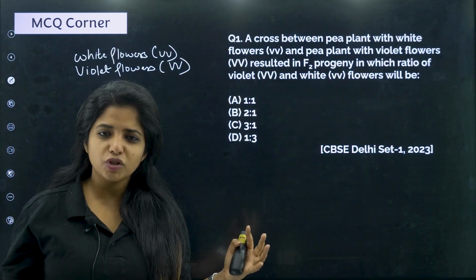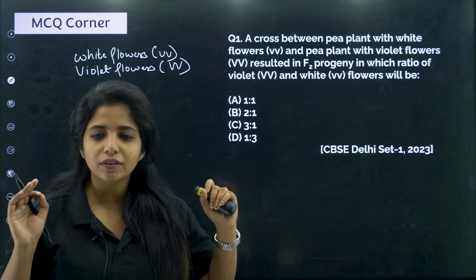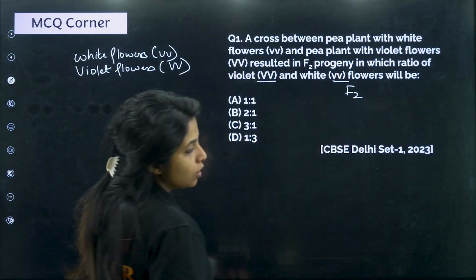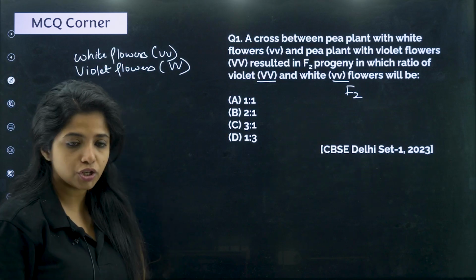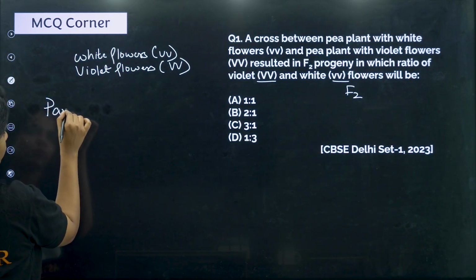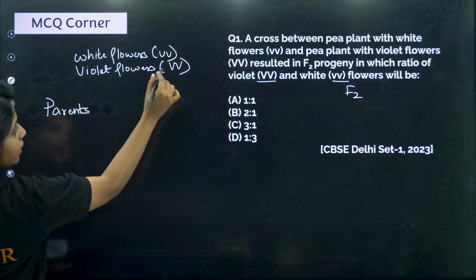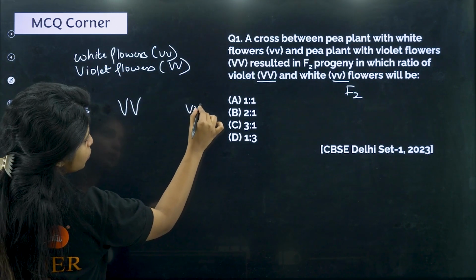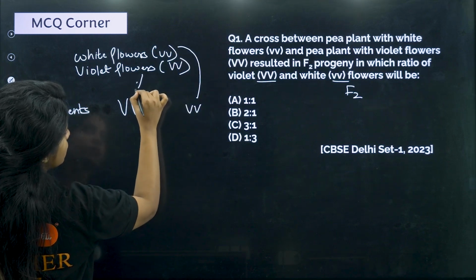Too much confusion. They are just asking you the ratio of violet and white flowers in the F2 generation. For that we have to find the F1 generation first. So we have the parents: one parent is capital V and the other parent is small v. This one is the violet one and this one is white.